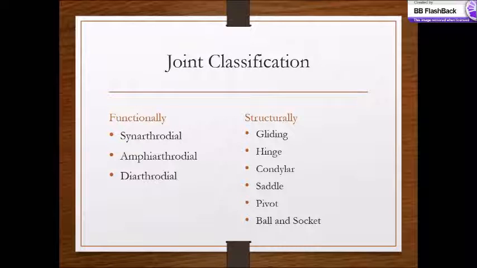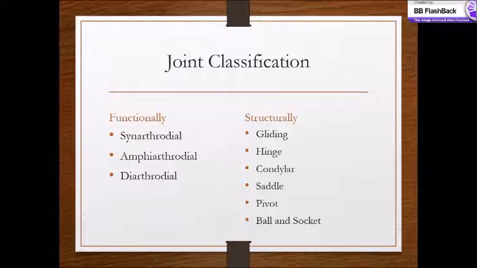Now the next joint, the pivot joint, allows rotation to occur by being kept in place by a ring of cartilage or bone around the head of another bone. An example of this would be the joint of C1 and C2. And the last type of structural joint is the ball and socket. They have a head-shaped bone end that fits into a cup-shaped socket, and an example of that would be the hip or the shoulder joints. Okay, so those are all the types of joint classifications.